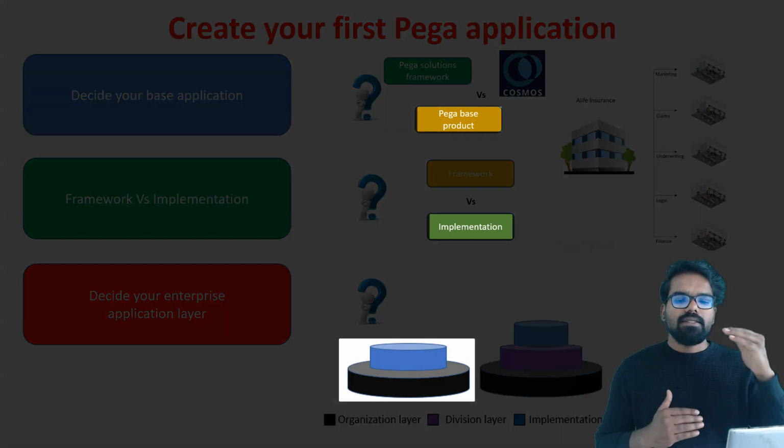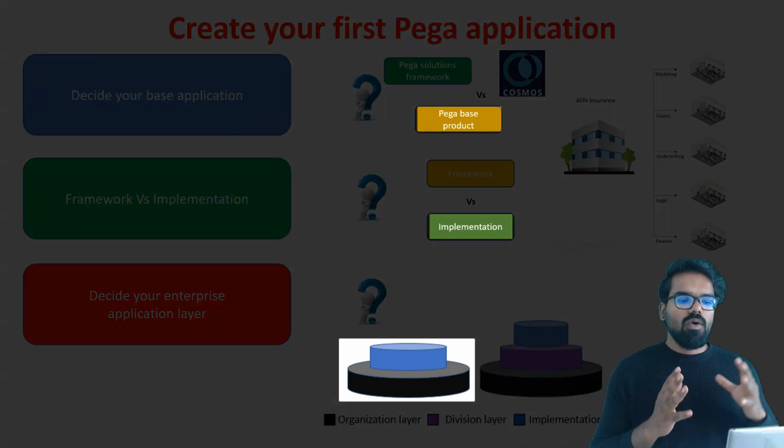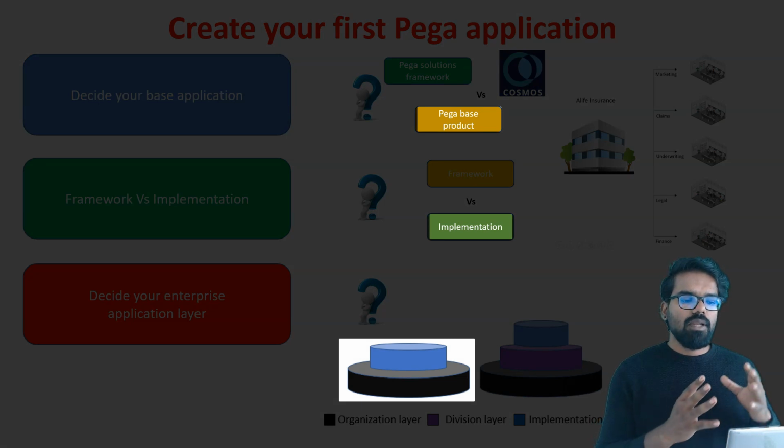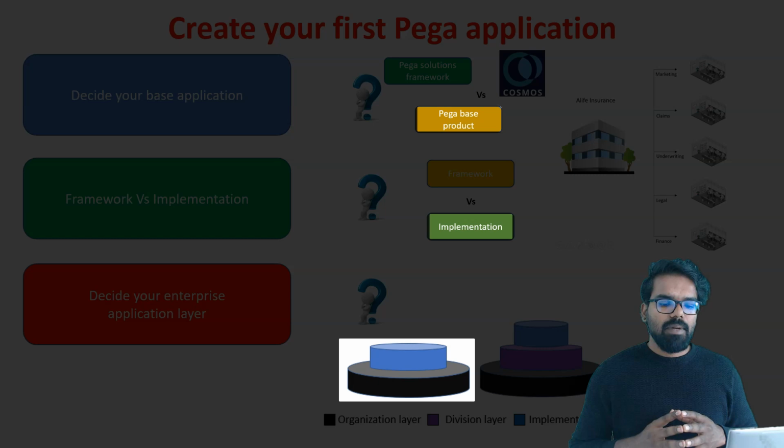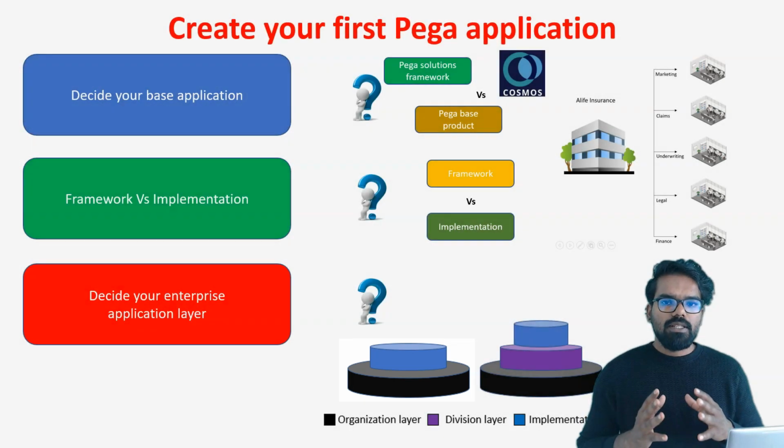Now that I have answers for all these questions, I know what my base application will be. It is going to be the Pega base product. I know my application type. It's going to be an implementation application. And I also know my enterprise application layer. It's going to be directly on the organizational layer. Now let's go to Dev Studio and create our first application.